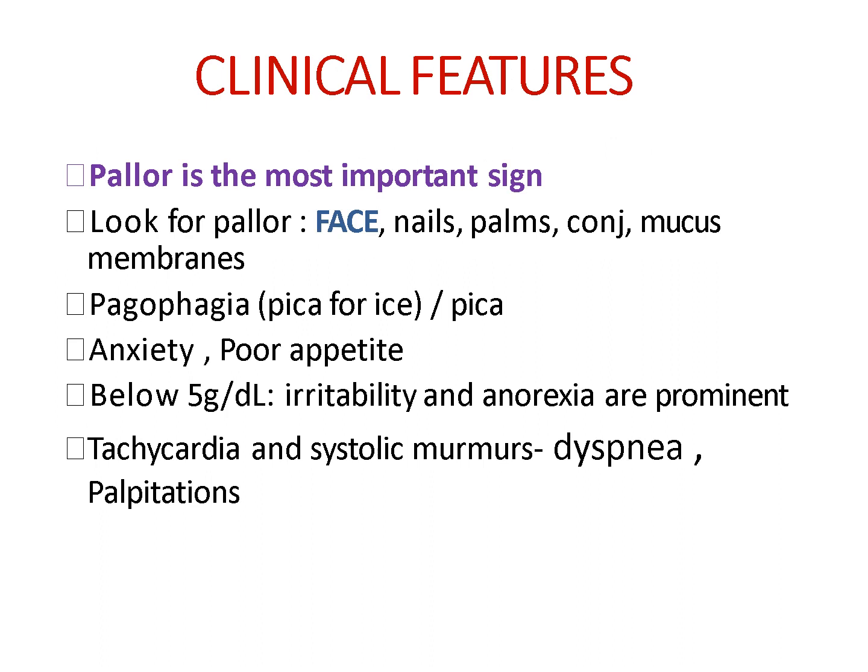In clinical features, pallor is the first and most important sign. We will look for pallor in the face, nails, palms, conjunctiva, and mucous membrane. Pica or pagophagia is also an important feature. Anxiety, poor appetite. If the hemoglobin is below 5 gram, then the patient will be irritable, and anorexia will be the prominent feature. Tachycardia, systolic murmur, dyspnea, and palpitation are the important features in severe anemia.